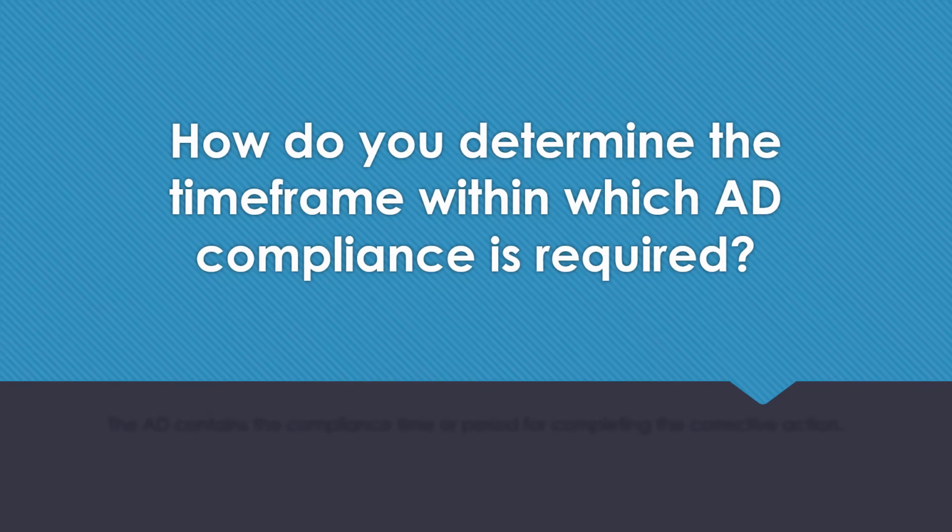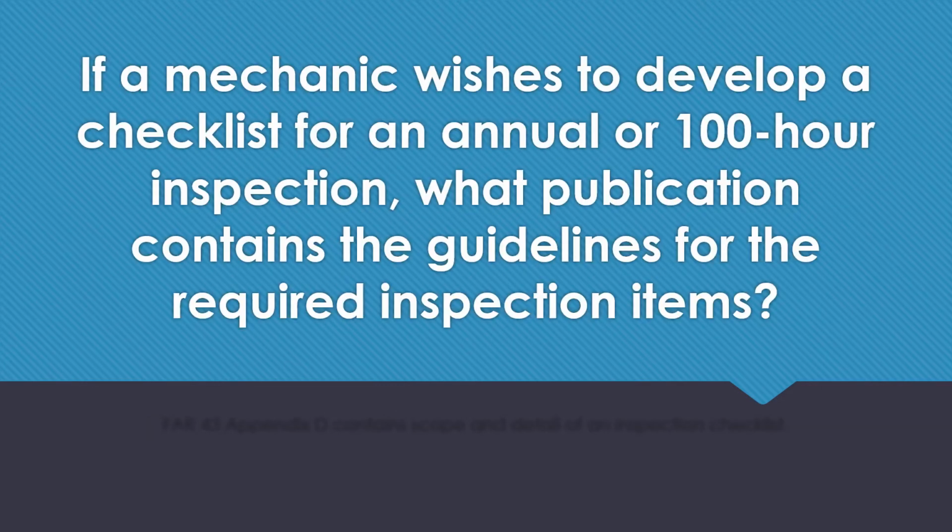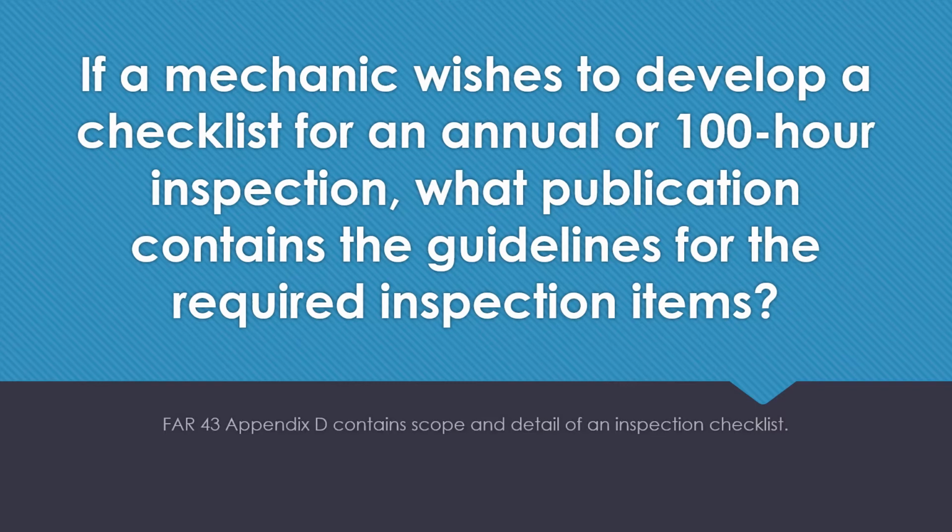How do you determine the time frame within which AD compliance is required? The AD contains the compliance time or period for completing the corrective action. If a mechanic wishes to develop a checklist for an annual or 100-hour inspection, what publication contains the guidelines for the required inspection items? FAR 43 Appendix D contains the scope and detail of an inspection checklist.